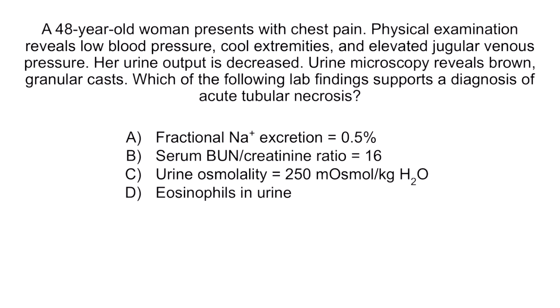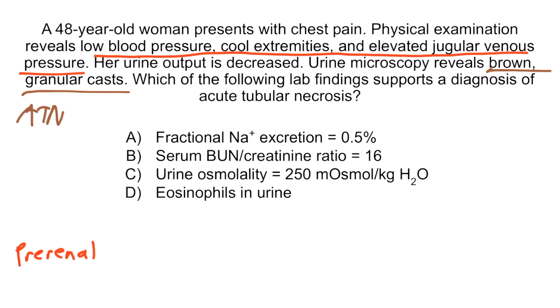Now, based on the chest pain, low blood pressure, and the cool extremities, and the elevated jugular venous pressure, it appears that the patient has prerenal azotemia as a result of congestive heart failure. But we're also told that urine microscopy reveals brown granular casts, which is a finding of acute tubular necrosis. And that's a cause of intrinsic azotemia. So this is similar to the question before, where there's a prerenal condition that goes on long enough that leads to ischemic injury and acute tubular necrosis. So we're not expecting this to be prerenal. So now we just need to remember what are the lab findings that we would expect with acute tubular necrosis, and then we can answer the question.